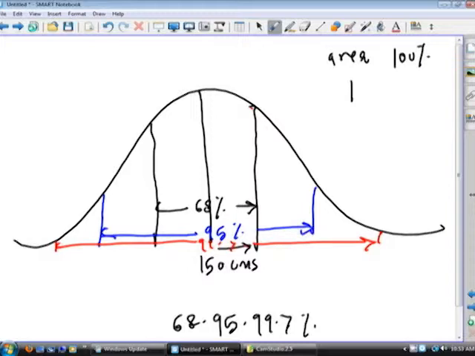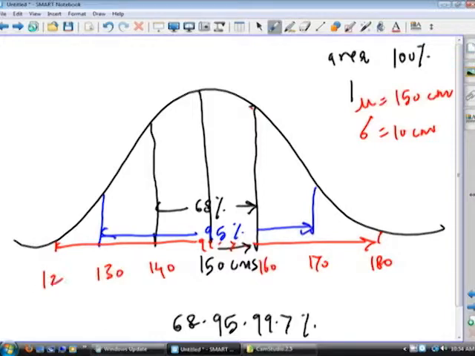One standard deviation, and let's say the standard deviation of the height is 10 centimeters, and as we discussed earlier, the mean is 150 centimeters. So this will be 160, this will be 170, and this will be 180. So as this will be 140, this will be 130, and this will be 120.